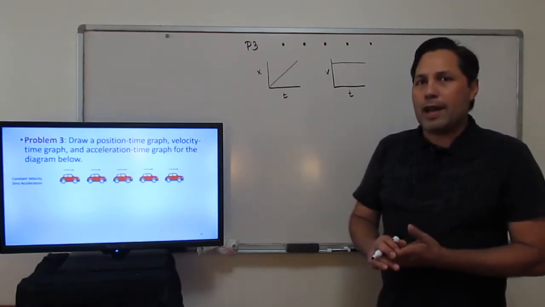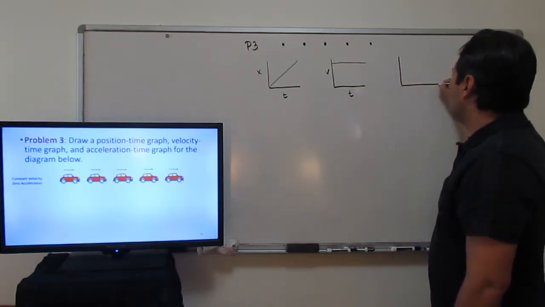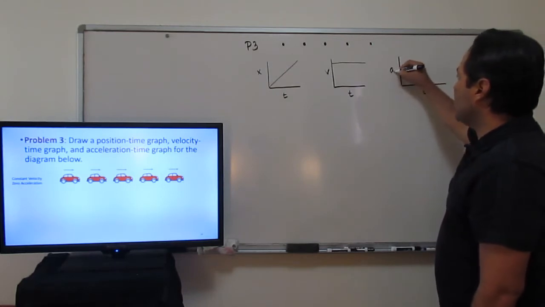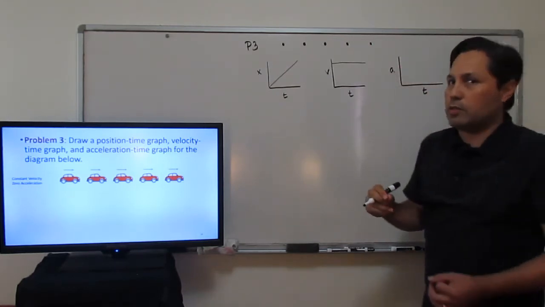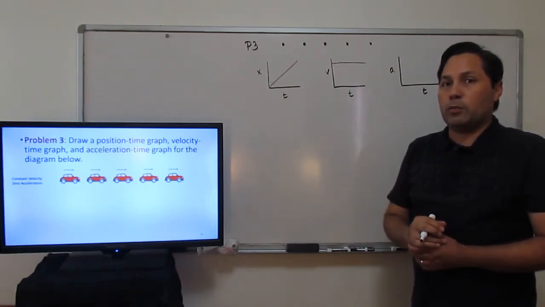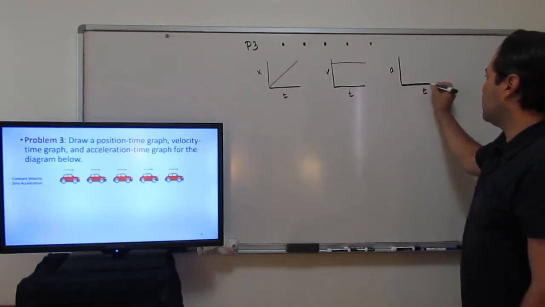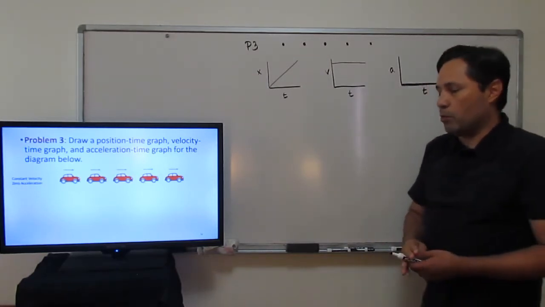The final one, an acceleration time graph. This car is going at a constant velocity again, so it's not accelerating, so it has zero acceleration. So we need a line with a slope of zero. It's got no acceleration, so we're going to draw it right here where the zero is at. So that will be problem number 3.